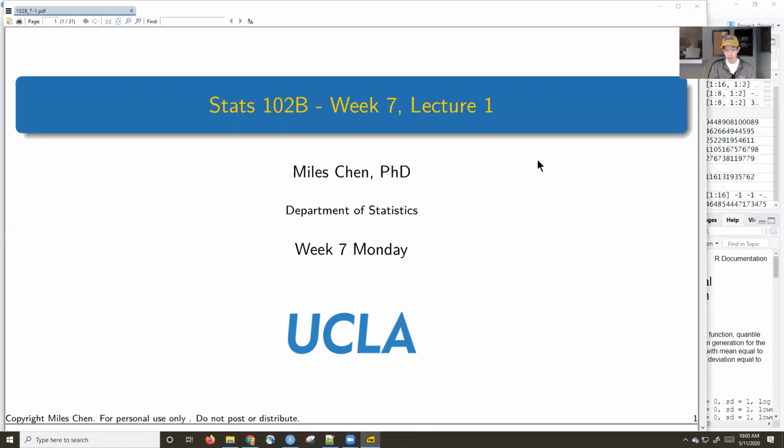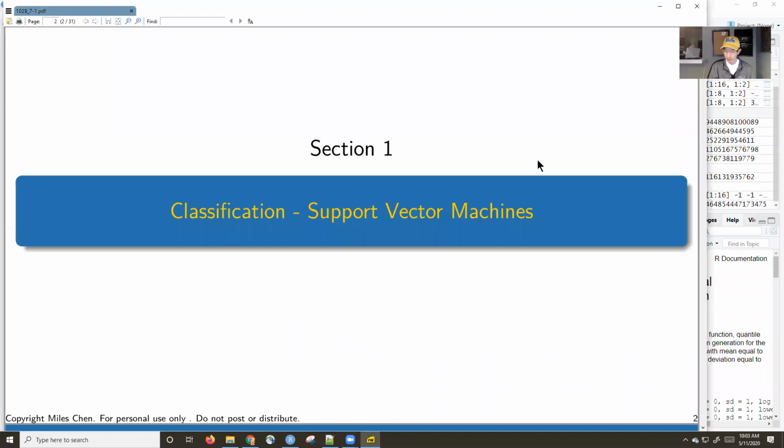Okay, so it's week 7, and I'll introduce support vector machines here, and so we'll get started on this topic, and then we'll have the midterm exam on Wednesday, and then I'll wrap this topic up on Friday.